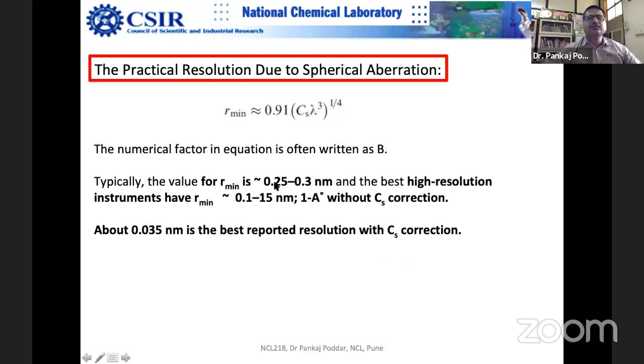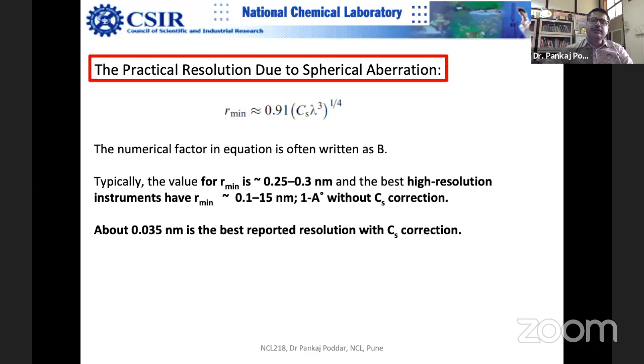So R minimum is typically 2.5 to 3 angstrom, and the best high resolution instruments have got it around 1. You know all those numbers actually. It's around 1 angstrom typically for high resolution, but it can be worse also. But you can remember that it is around 1 angstrom, without any confusion. It can be as bad as 2 to 3 angstrom, and 2 to 3 angstrom is a very bad number.